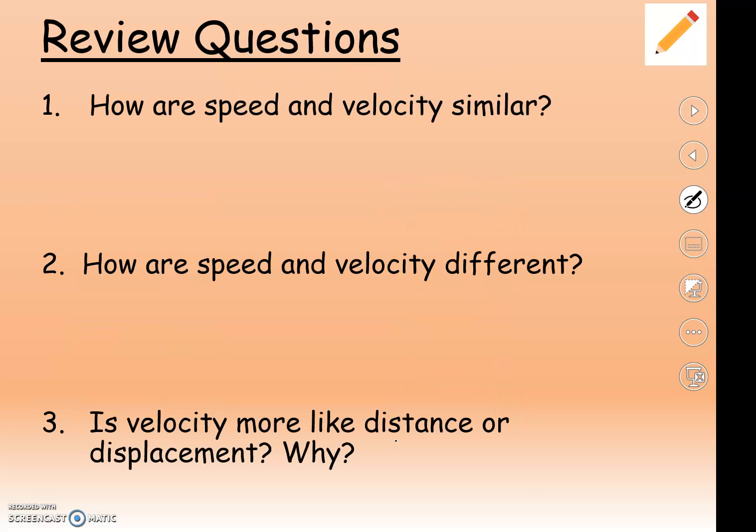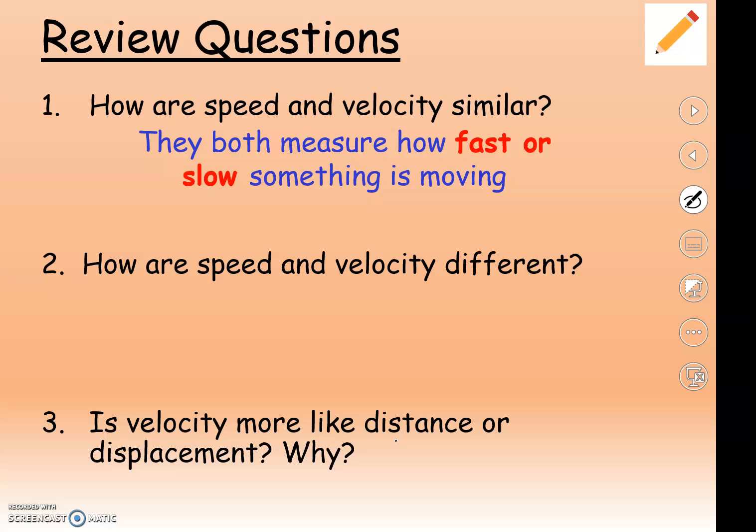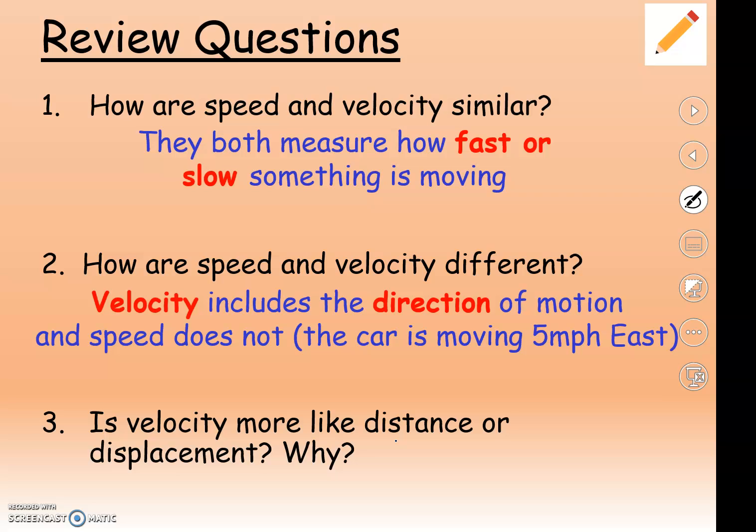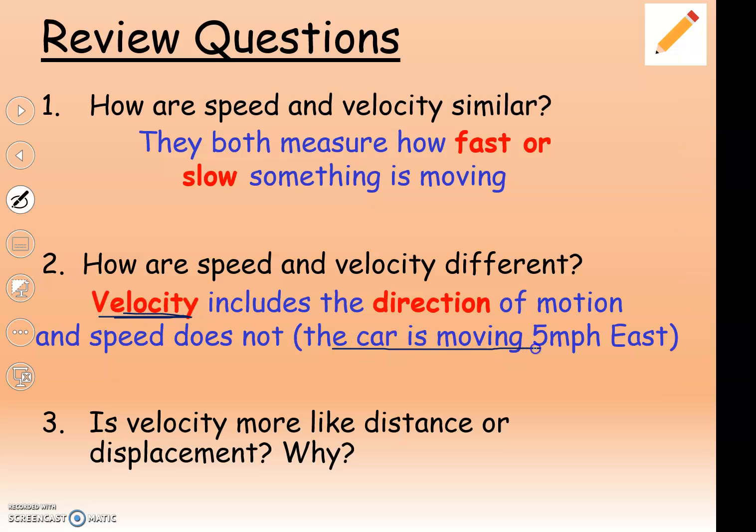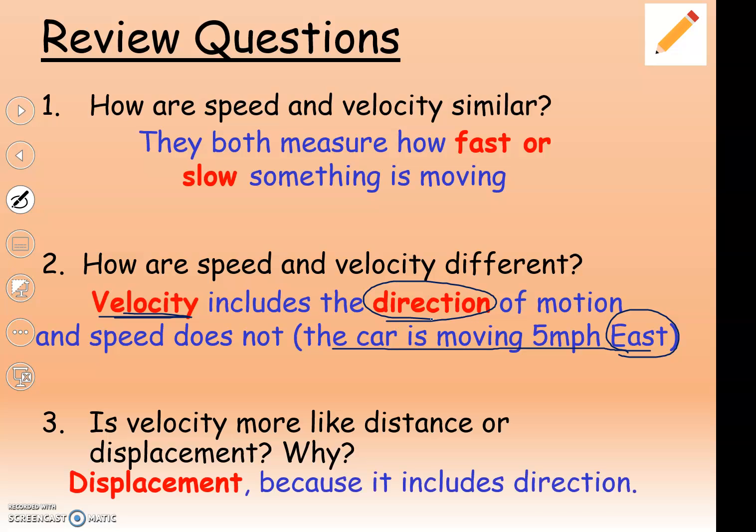All right, so in review, how are speed and velocity similar? Well, they both measure how fast or how slow something's going. How are they different? Well, velocity includes direction, but speed does not. So velocity tells us that a car is moving 5 miles per hour east because it includes direction. So is velocity more like distance or displacement? Well, it's more like displacement because it includes that direction. So remember, velocity and displacement include direction.